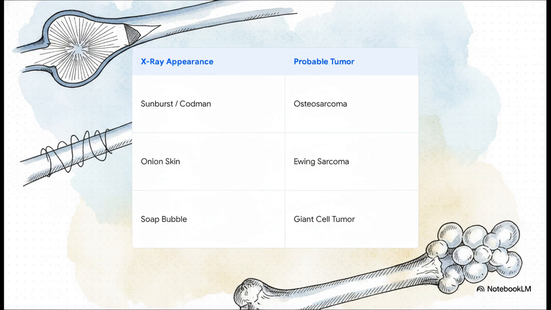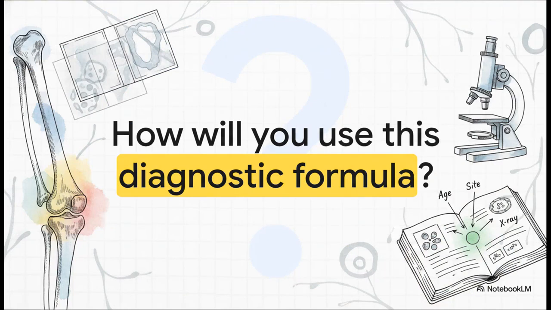Lock those in. And that wraps up our investigation. We've seen how age, site, and X-ray appearances come together to form the ultimate diagnostic formula. Recognizing these specific clues isn't just about acing your pathology exams. It's absolutely essential for early recognition, rapid intervention, and ultimately saving the lives and the limbs of your future patients.